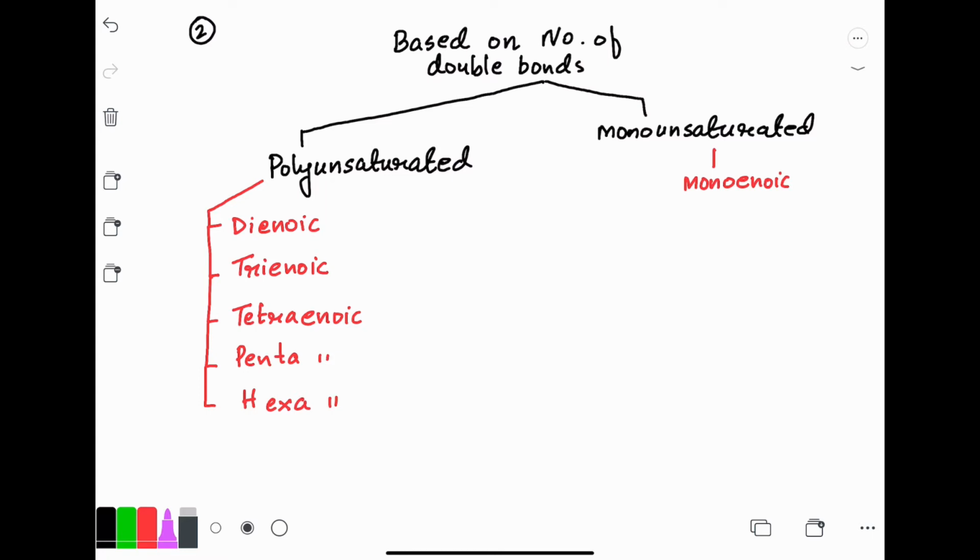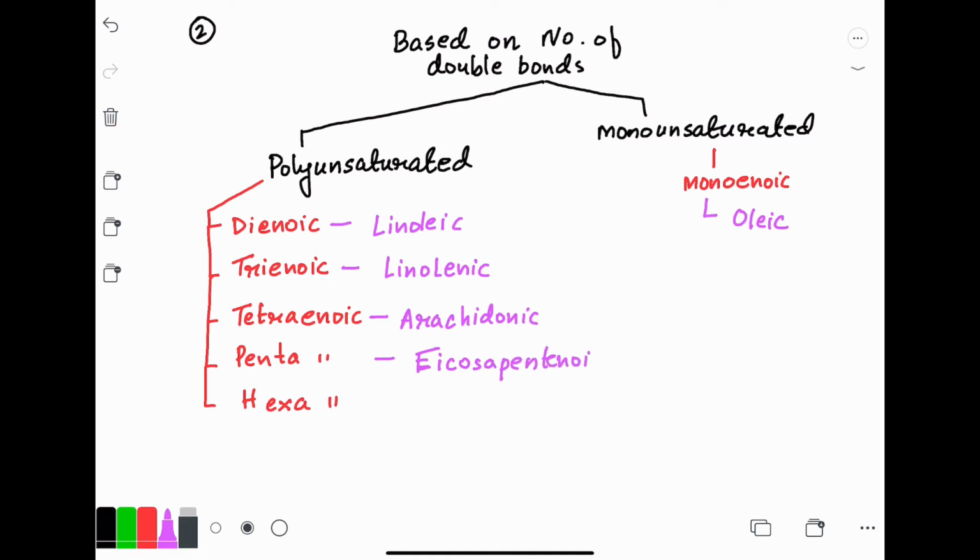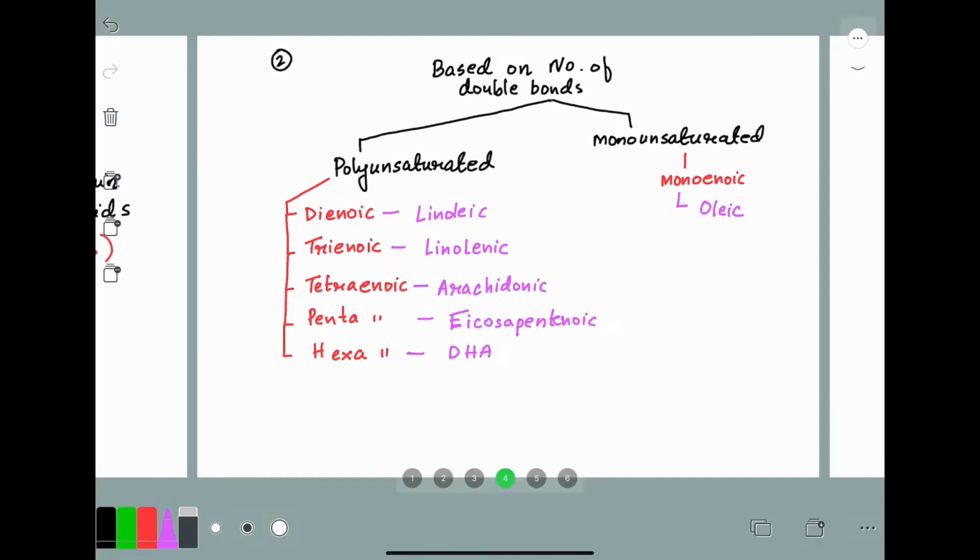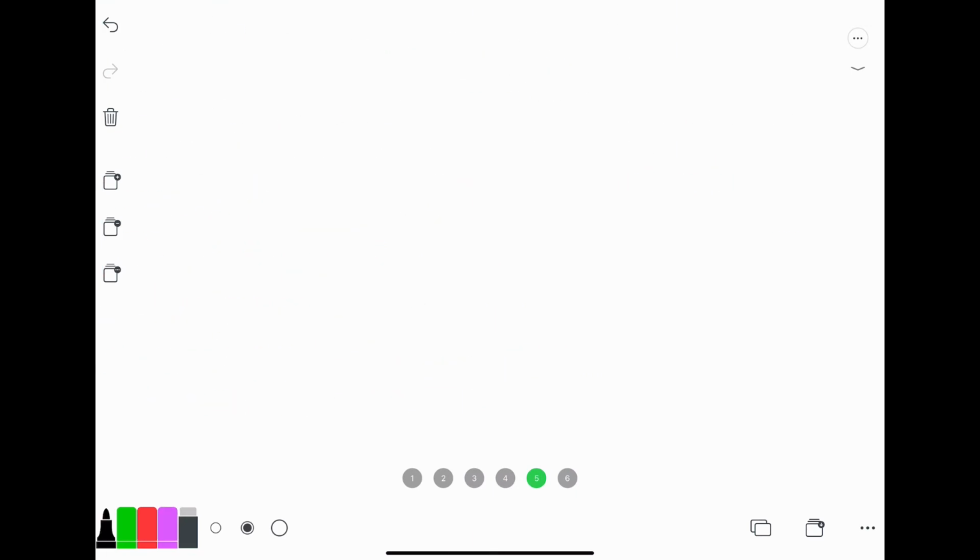Now each of them has several examples. For example, in monoenoic there is palmitoleic and oleic acid present. In dienoic there is linoleic acid. In trienoic there is linolenic acid. In tetraenoic there is arachidonic acid because 4 double bonds are present. In pentaenoic there is eicosapentaenoic acid. And in hexaenoic you have DHA or docosahexaenoic acid, right? We have all heard of that in television ads also. So this is also done.